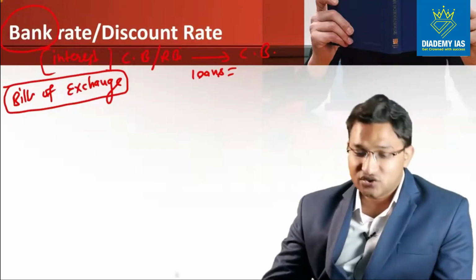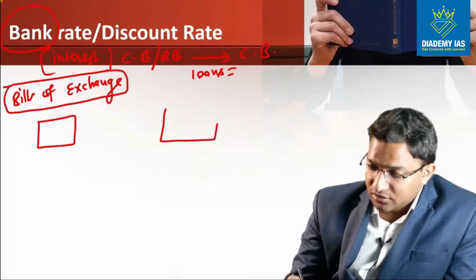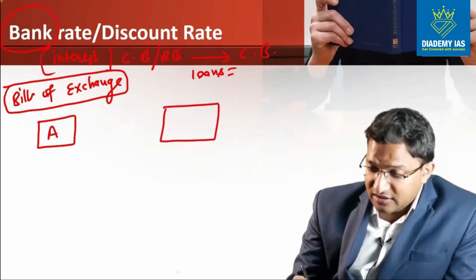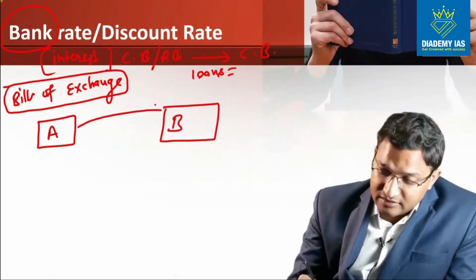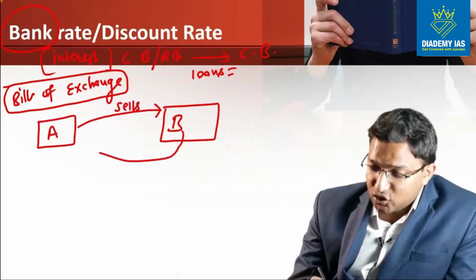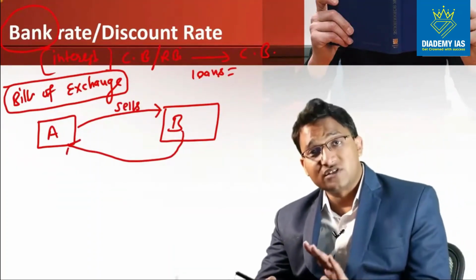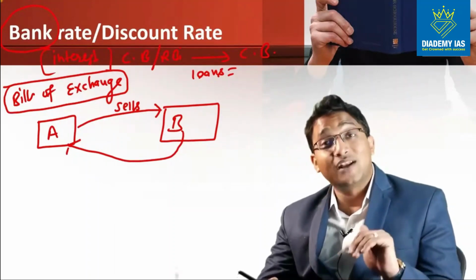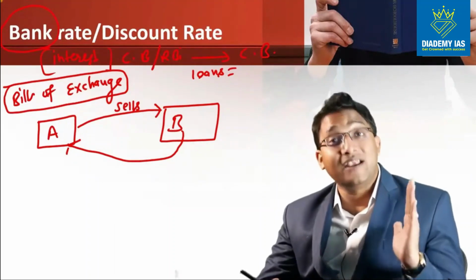The bill of exchange is used in the case of transactions of buying and selling. Suppose this is Mr. A and this is Mr. B. Mr. A sells something to Mr. B. In return, Mr. B should make the payment, right? But Mr. B says that I don't have the payment now. I promise that I will give you the payment after 90 days.